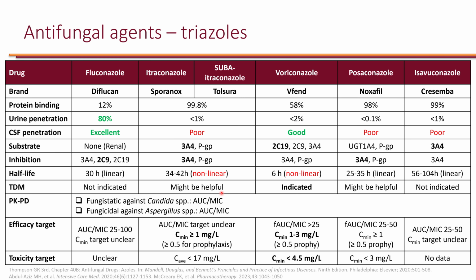Now let's take a look at PK/PD of triazoles. Fluconazole, one of the oldest triazoles, is the only triazole with excellent urine penetration. So anytime you have candiduria, fluconazole is the agent of choice for urinary infections. Because of its low protein binding, it also has excellent CSF penetration. In fact, when you look at all of the triazoles, most of them have high protein binding. Fluconazole has the lowest, so it has excellent CSF penetration. Voriconazole also has lower protein binding compared to the other ones, so it also has good CSF penetration.